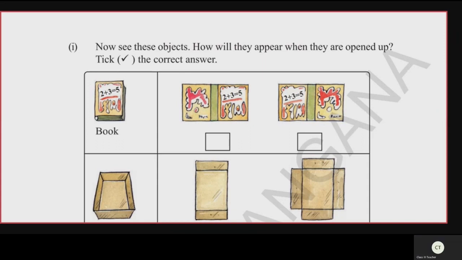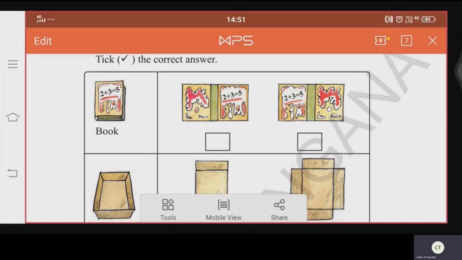Okay, this is the front part. 2 plus 3 is equal to 5. Is there? No, that is the front part of a textbook. Okay, children, now if you open your textbook, how will it appear when it is opened up? Tick the correct answer. First option is the right answer. Second option is the right answer.